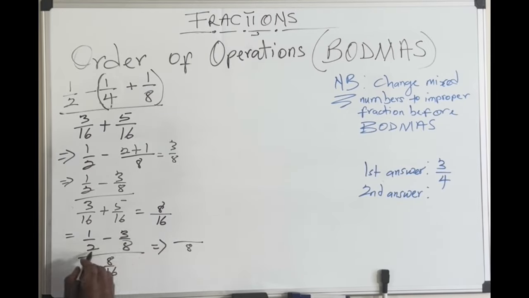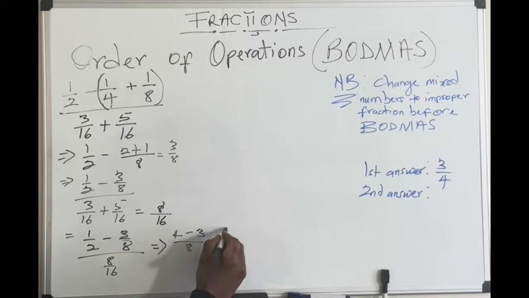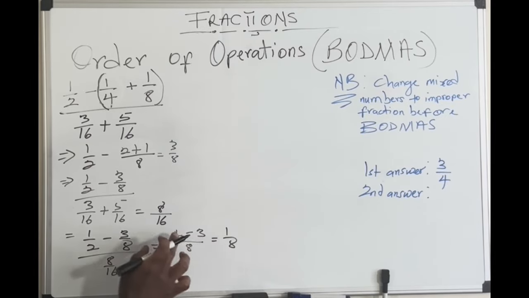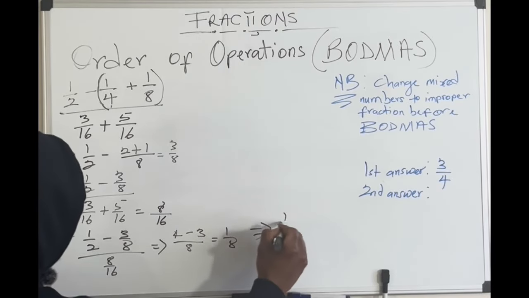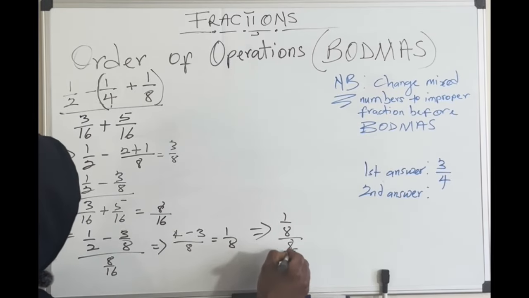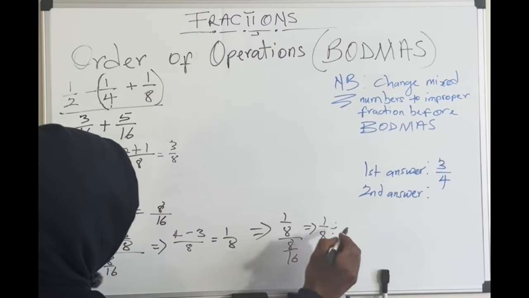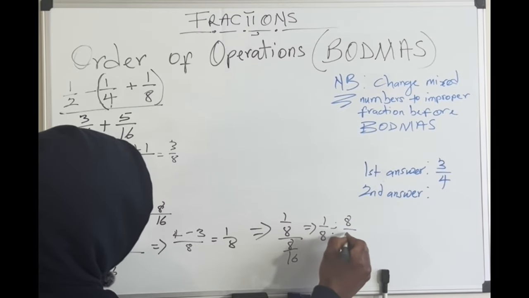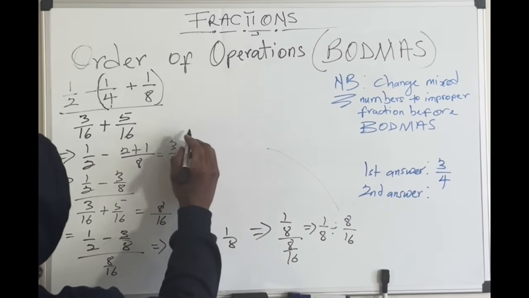LCM is 8, 2, 4, 8. So 4 minus 8 into 8 is 1 times 3, 3. We have 1 over 8 because 4 minus 3 is 1. So now we have 1 over 8 all divided by 8 over 16. And then we can write it in this form, 1 over 8 divided by 8 over 16.